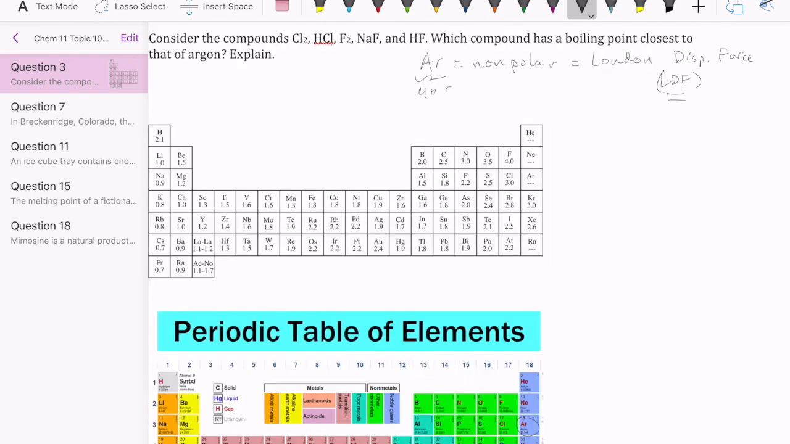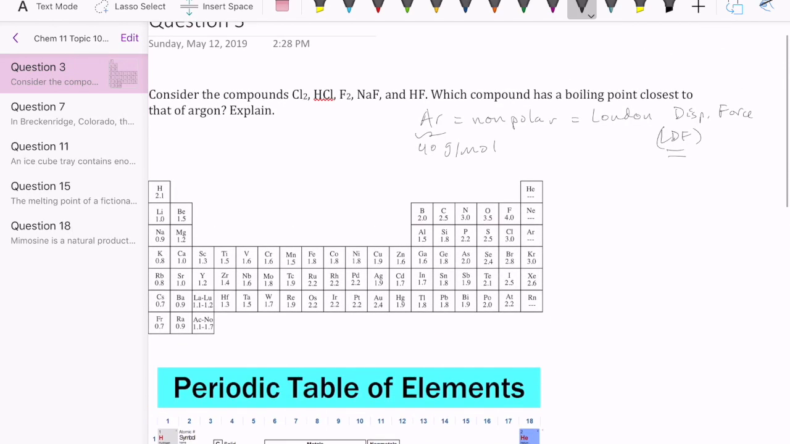of about 40. So if we want to find a compound that has a boiling point close to argon, we will need to find another compound that only contains London dispersion forces in its intermolecular forces and has a molar mass of around 40 grams per mole. Let's now take a look at our choices.